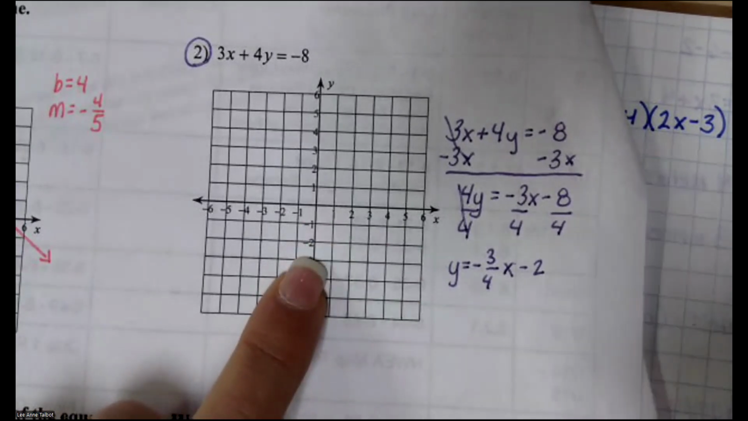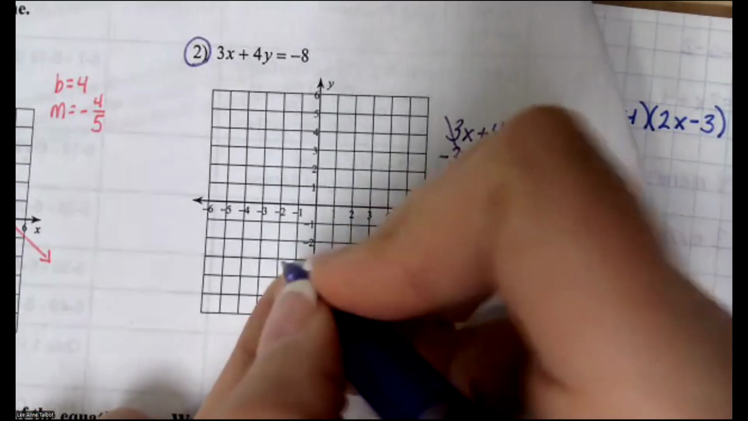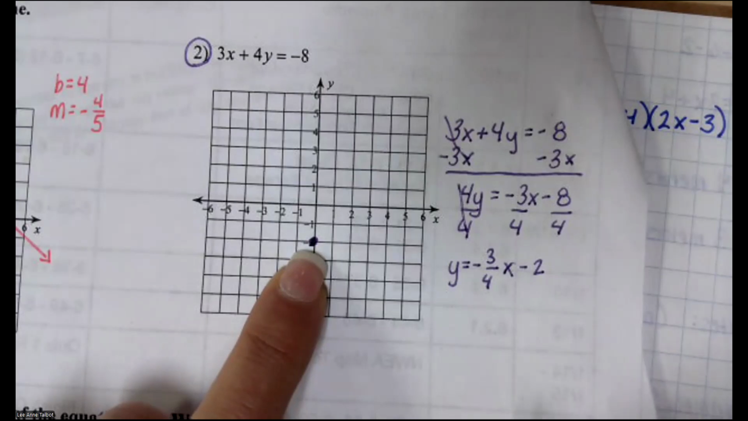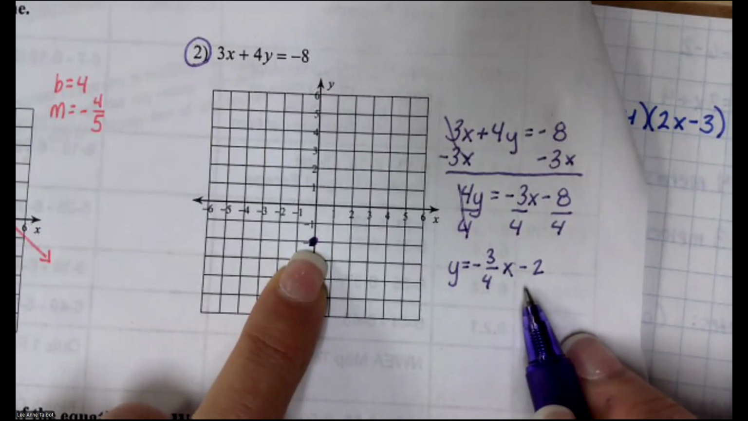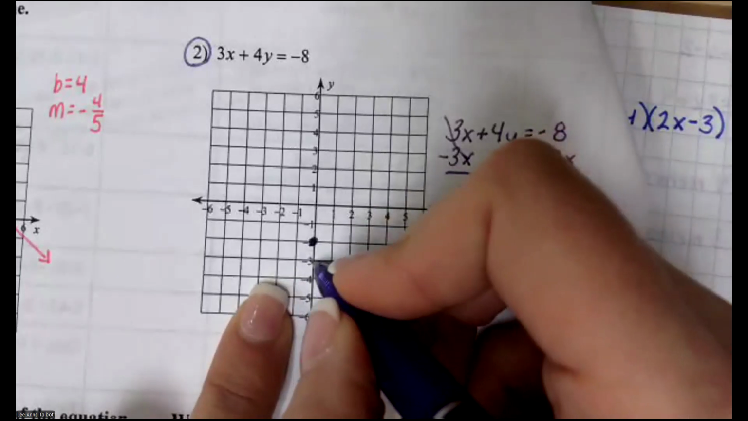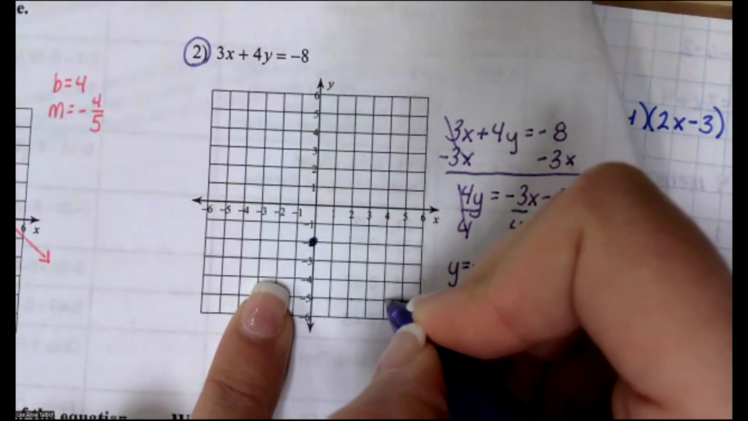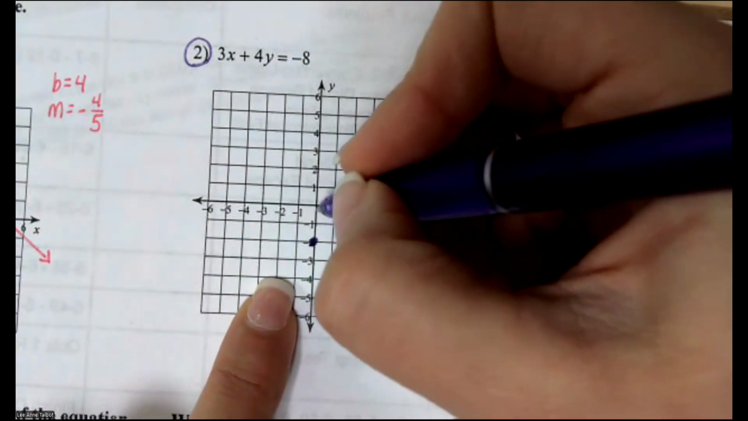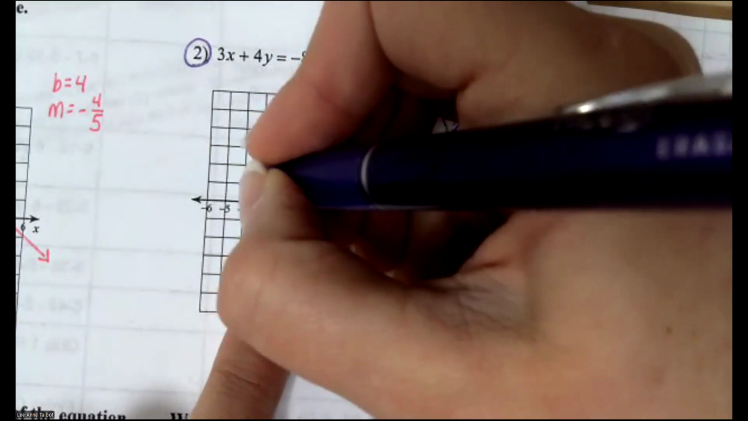Okay, so minus 2 means that you go down 2 for b. So start by graphing -2. And then the slope is -3/4. So go down 3, right 4. And if I can, on the graph, I'll also backtrack up 3, back 4.